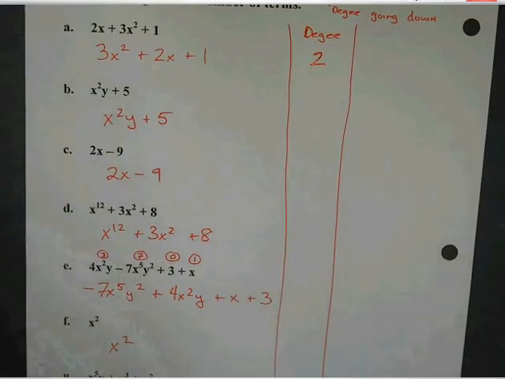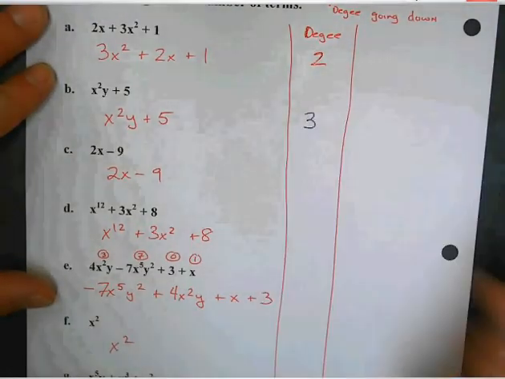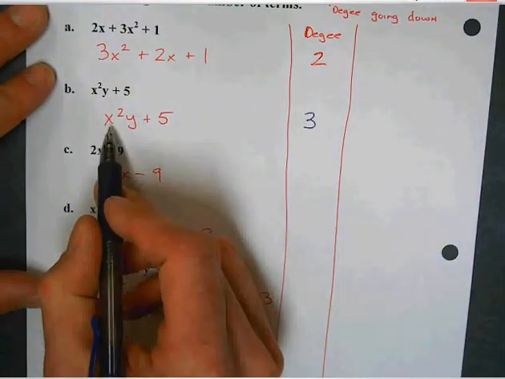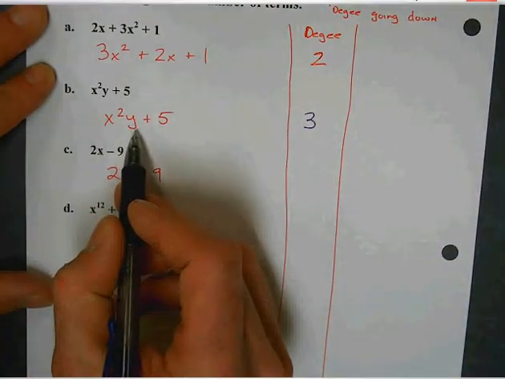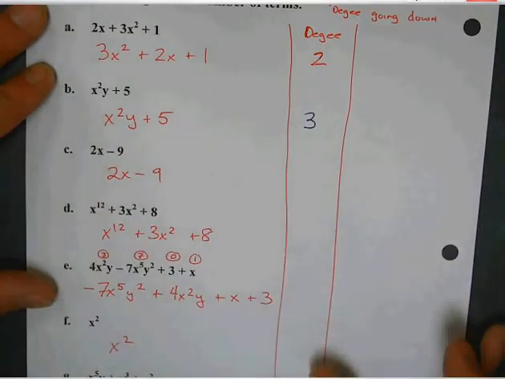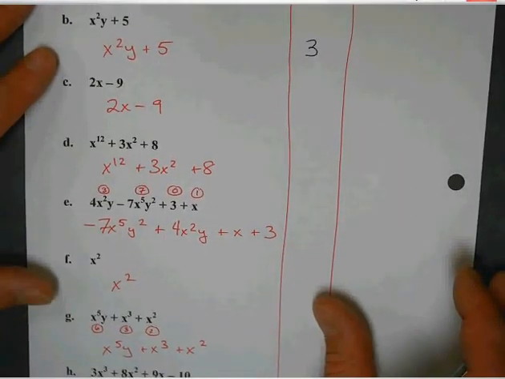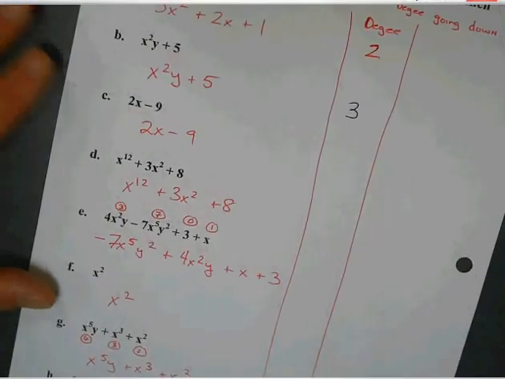Next one. Show me on your chest. Is it 1? Is it 0? Is it 2? Is it 3? Show me what you think B is. What is the degree? Jalan? Why? Okay, so it's x to the second plus y to the first. Good. C. Someone different. What's the degree on C?